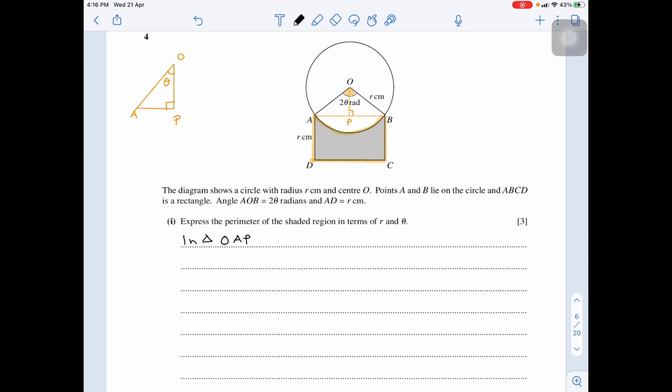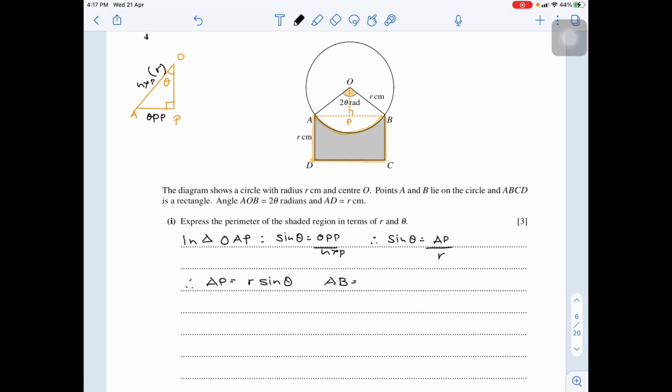So I'm writing now. In triangle AOP, theta is opposite over hypotenuse. Hypotenuse was r, right? So I'm writing sine theta is opposite over hypotenuse. So sine theta is opposite, AP, over r. Therefore, AP is r sine theta.